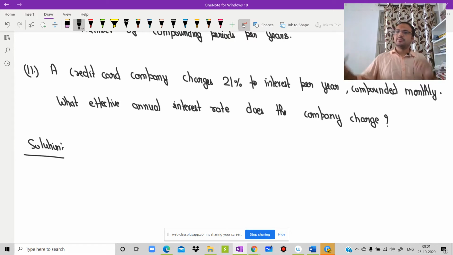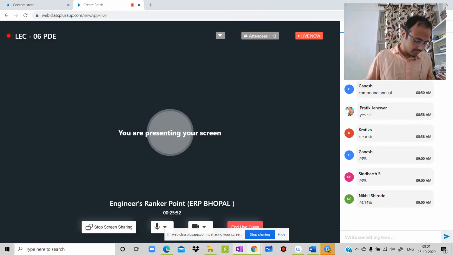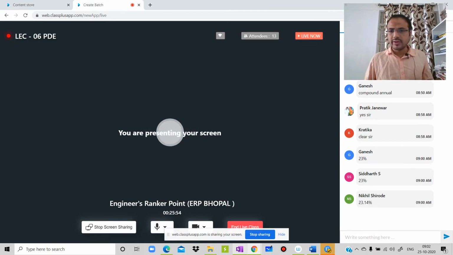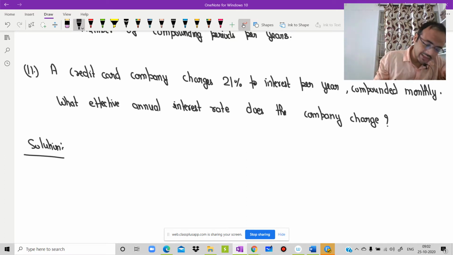Now there should be no confusion. The right answer to this question, 23.14, is the correct answer. Very good. So now there should be no confusion that compounded per compounding period is very important. That's why I mentioned each and every point. Otherwise, students have a lot of confusion in this concept. So first, we are new, so we will write each and everything.